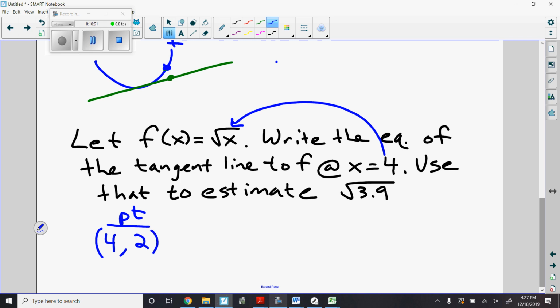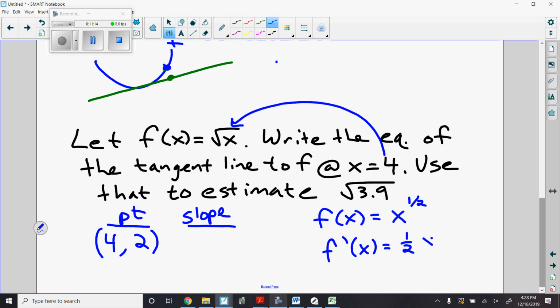That's the second part. To calculate my slope, I'm going to have to plug it into the derivative, right? So if f of x equals the square root of x, I need to do the derivative and then plug in 4. In order to do this, I'm going to rewrite square root of x as x to the 1/2. And I'm going to get f prime of x equals 1/2 x to the negative 1/2.